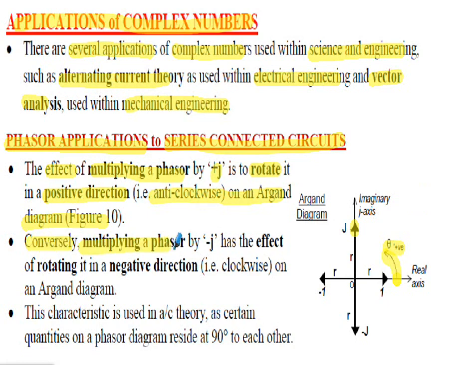Conversely, multiplying a phasor by negative j has the effect of rotating in a negative direction, which of course is clockwise on the Argand diagram. Thus multiplying 1 on the real axis by negative j gives us a negative value on the imaginary axis as shown. This characteristic is used in AC theory as certain quantities on a phasor diagram reside at 90 degrees to each other, and we'll review these on the following slide.